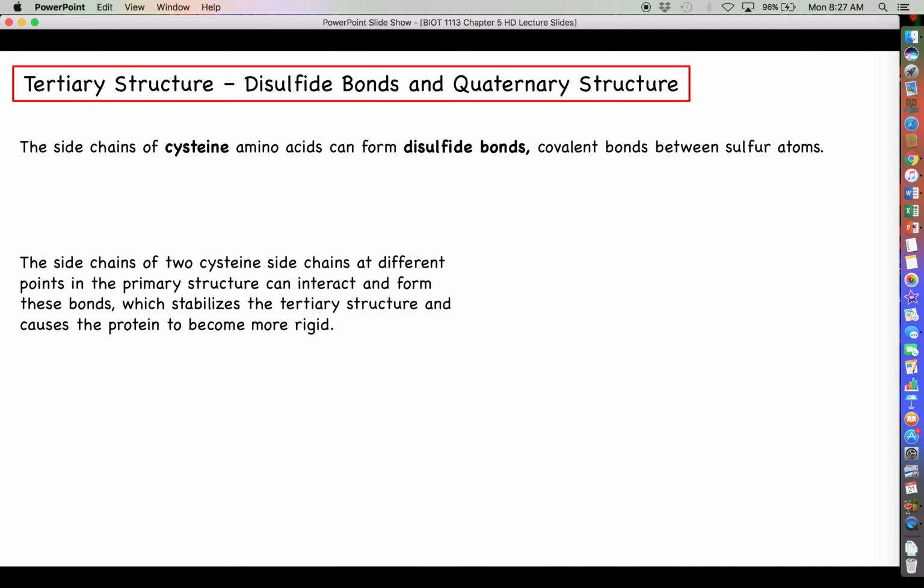So if you have two cysteine side chains at different points in the primary structure, even if they're fairly far away, the protein can bend and fold in such a way to get these side chains together, and when this disulfide bond is formed, it can cause the tertiary structure to stabilize, and the protein will become a lot more rigid, meaning that if the protein were to unfold, it would be because you had to break that disulfide bond, which can only be done with some difficulty.